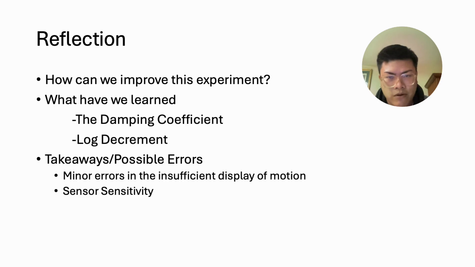We've learned that the damping coefficient determines how quickly oscillation returns to equilibrium and whether it oscillates. The log decrement measures how quickly the amplitude of a damped vibration decreases over time. And some takeaways could be some sensor sensitivities that could be improved with a different background.